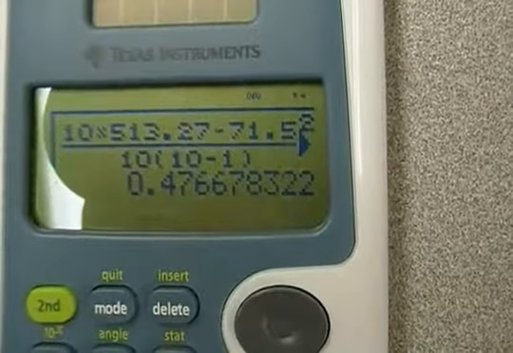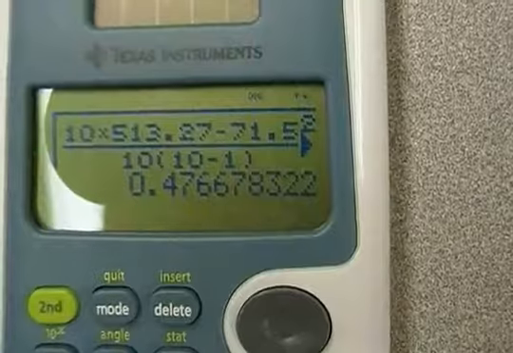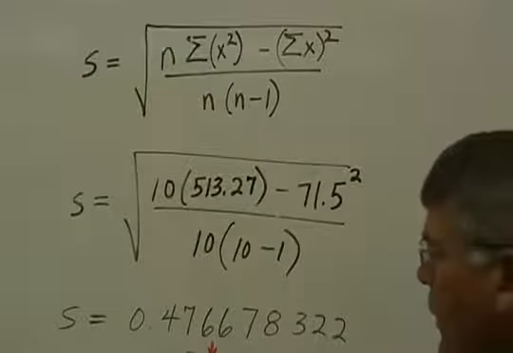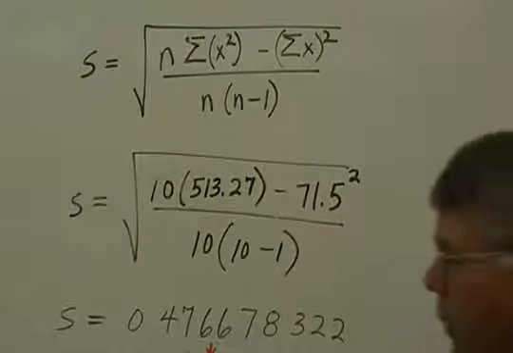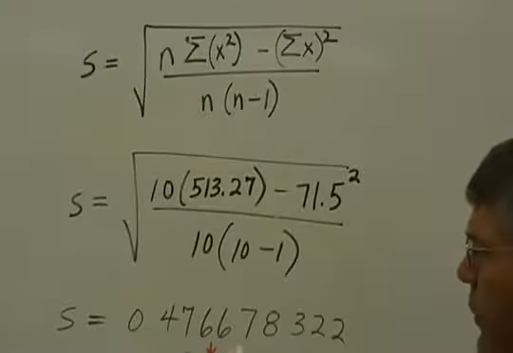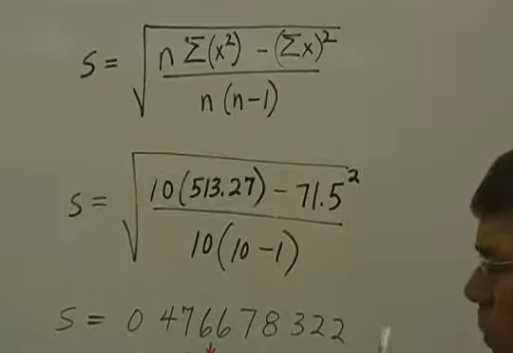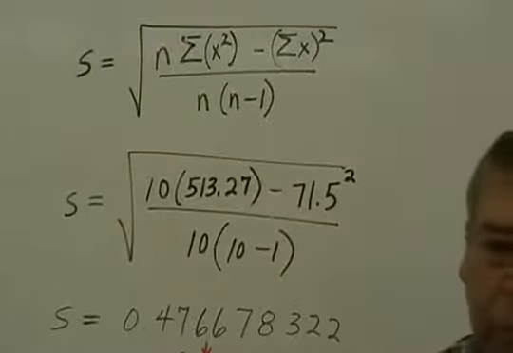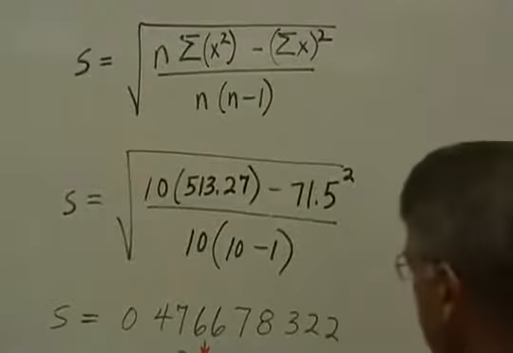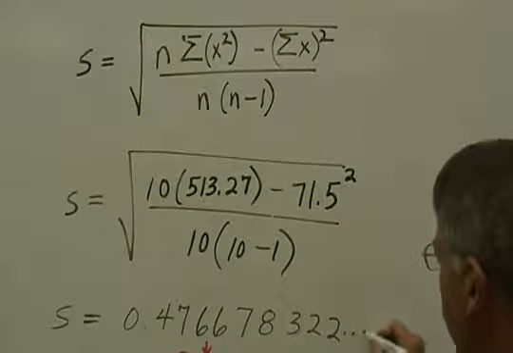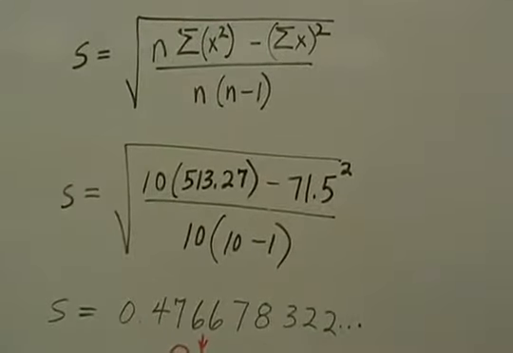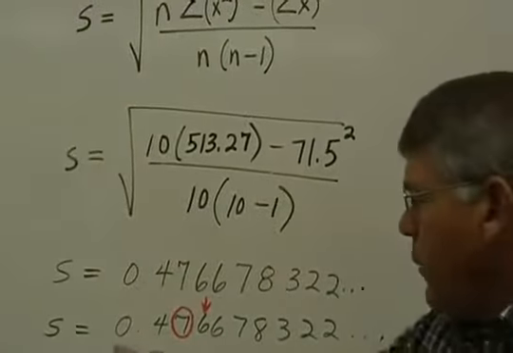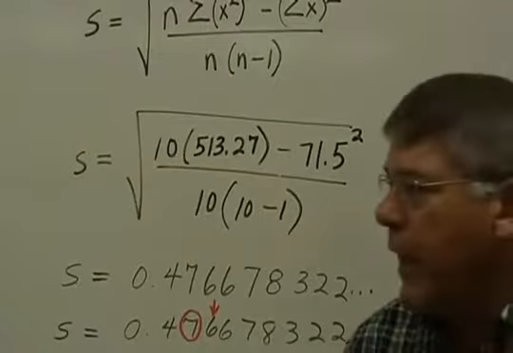The answer that we get is 0.476678 and a few other decimal points. Okay, the answer that we got from our calculator was 0.476678322, and of course, since this is a square root value, we realize this is most likely an irrational number that goes forever and ever, and so we're going to need to round this answer to a more meaningful amount.